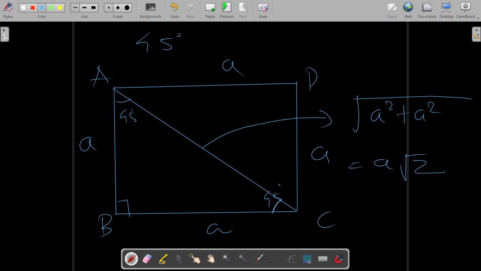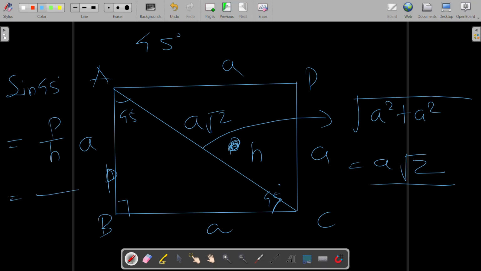We can simply do the proof by taking a right angle isosceles triangle having two sides of equal length. But I'm just doing it like this. So this hypotenuse becomes A root 2. So sine 45 degrees equals perpendicular by hypotenuse. This is perpendicular, this is hypotenuse. So P by H equals A by A root 2. So the value of sine 45 degrees is 1 by root 2.